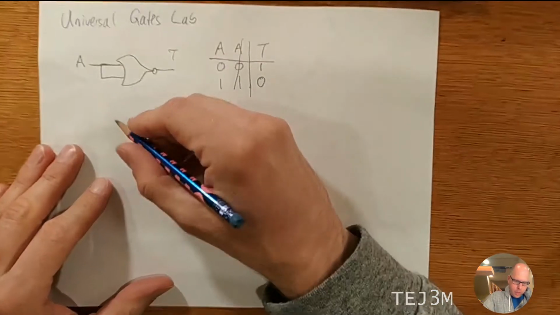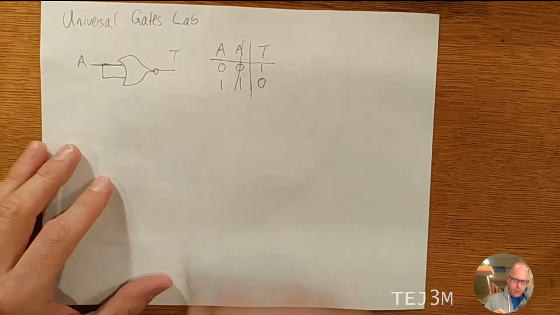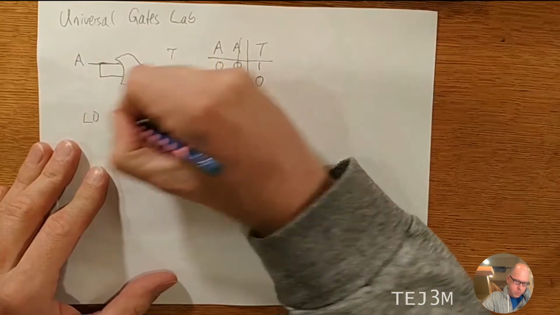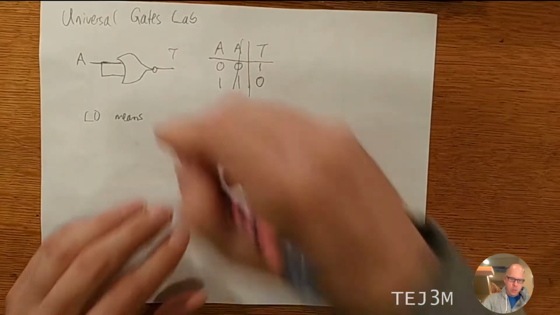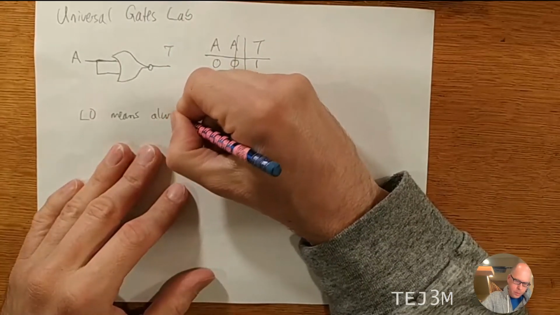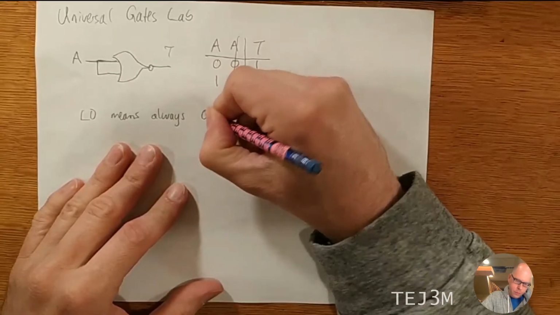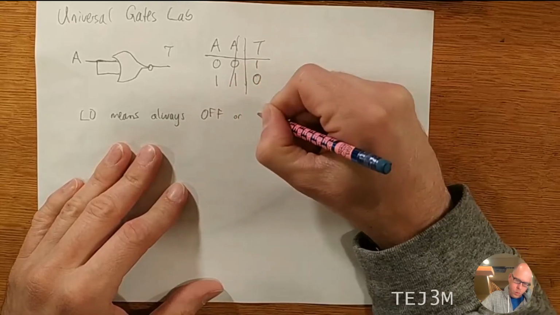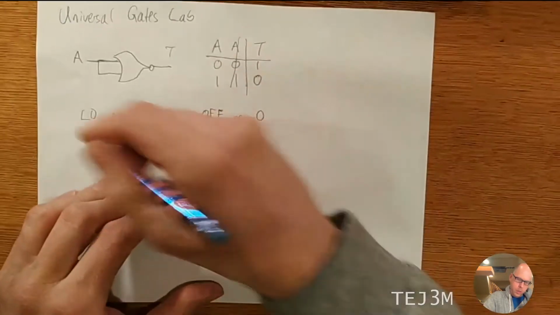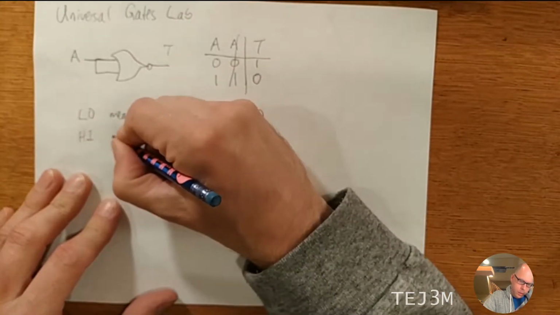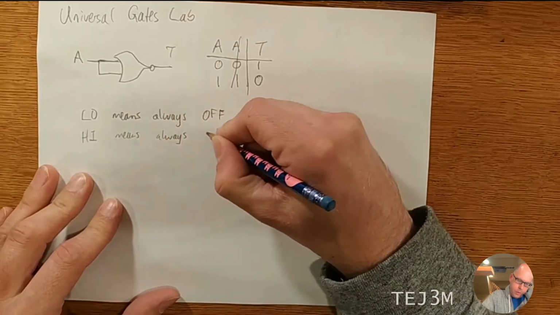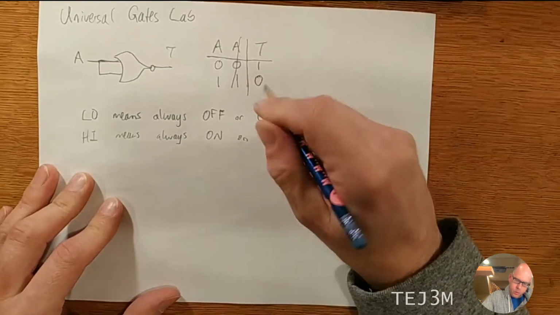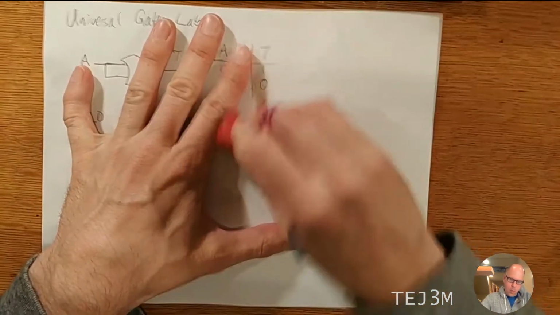There's another thing here, low and high. Remember we're dealing with electricity flow. Low means always off, or 0. And high means always, well, the opposite, on, or 1.